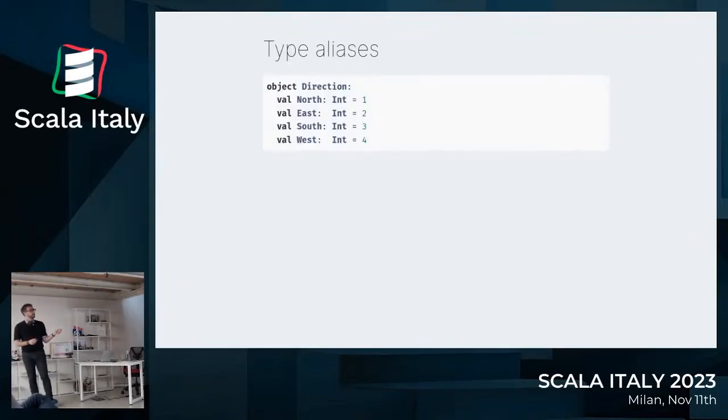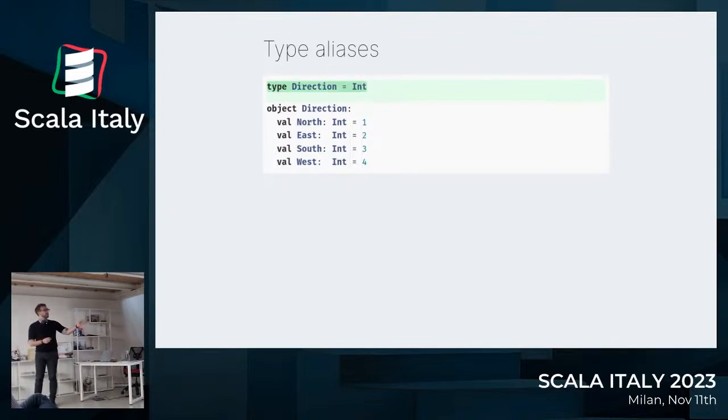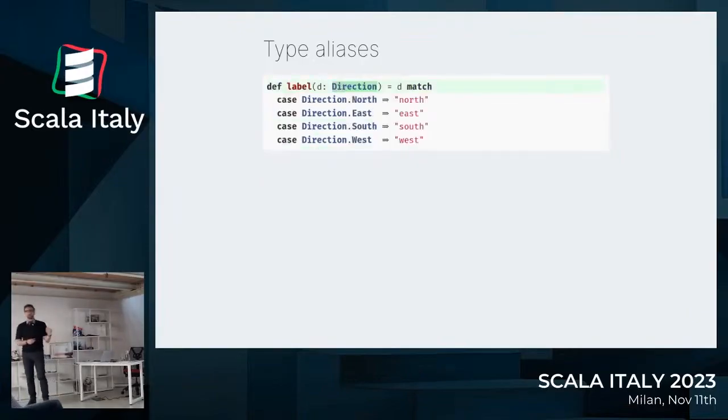So what we're going to do instead, well, the next step I was taught to represent that was to use type aliases. So we'd say, right, well, we're going to create a type called direction, and we're going to say that's equivalent to an int. That allows us to make our typing instructions a little bit more precise here. North, east, south, and west are actually of type direction. And label now takes direction.